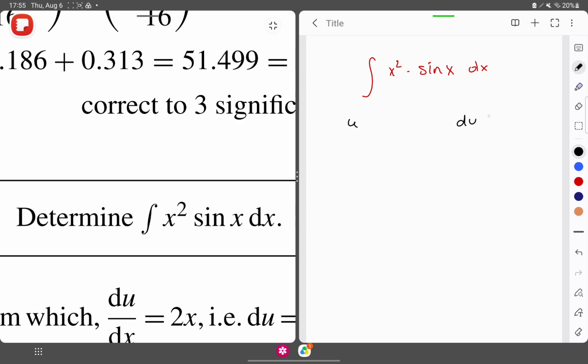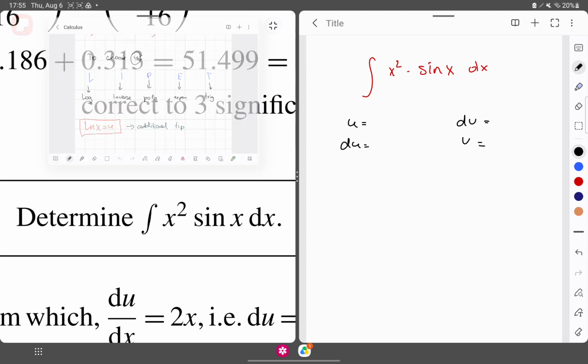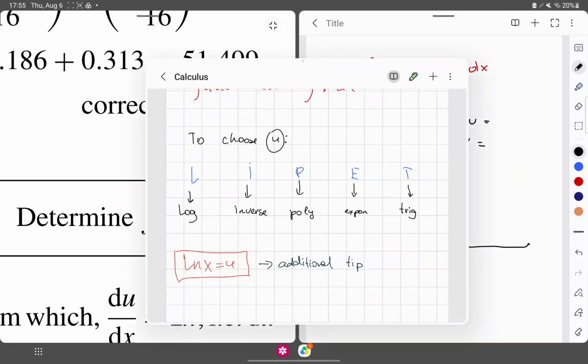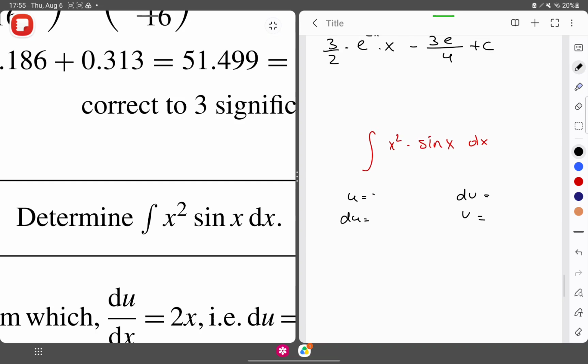But I don't know, let's just check it, because in the first example it wasn't like this. If we say u, then du, and then v. Trigonometric, okay, according to LIPET, u is trigonometric. Okay, let's say sine x, and the derivative of sine is what? Oh my gosh, I really struggle with that. Okay, the derivative of sine will be cosine x, but positive or negative? Let me think about it.